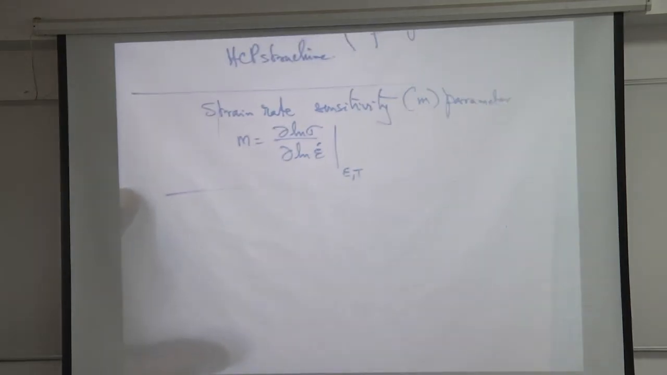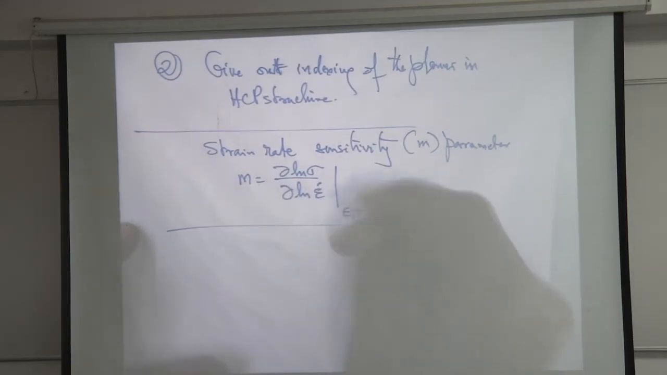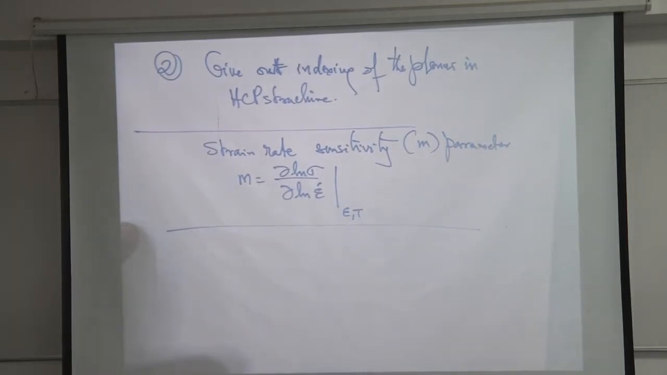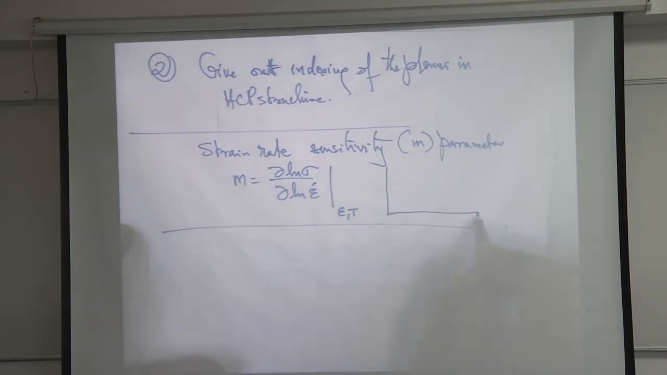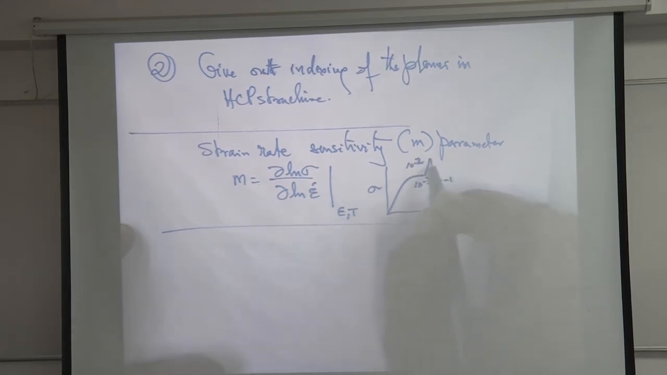Because all this parameter does is show you that if you change the strain rate, how much does the stress change? So if you're doing a tensile test at room temperature, for example, you come up here, the material has yielded. Let us say you're doing the test at 10 to the minus 3 per second. And you change the strain rate, let us say 10 to the minus 2. You go up one order of magnitude, and then let it go for a while. And then you bring it back to 10 to the minus 3. That's the strain rate sensitivity test.